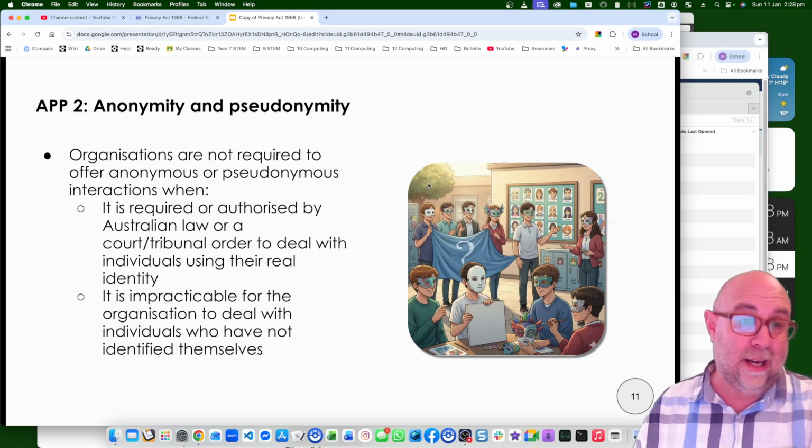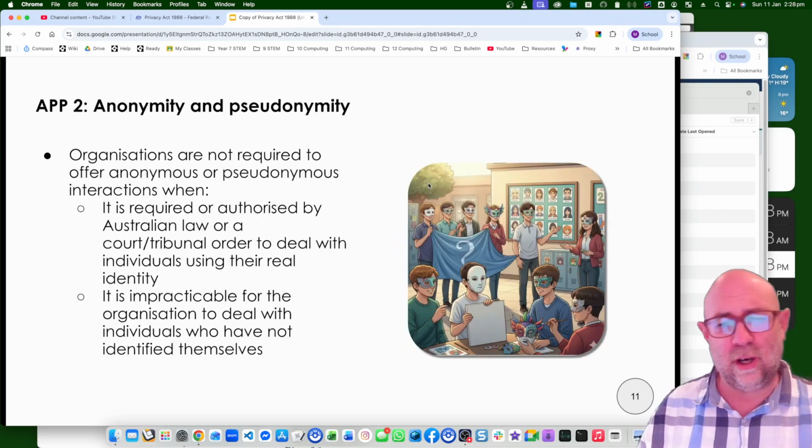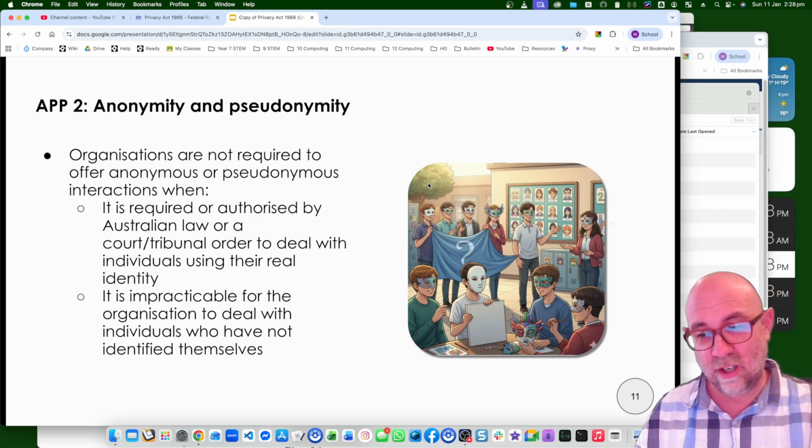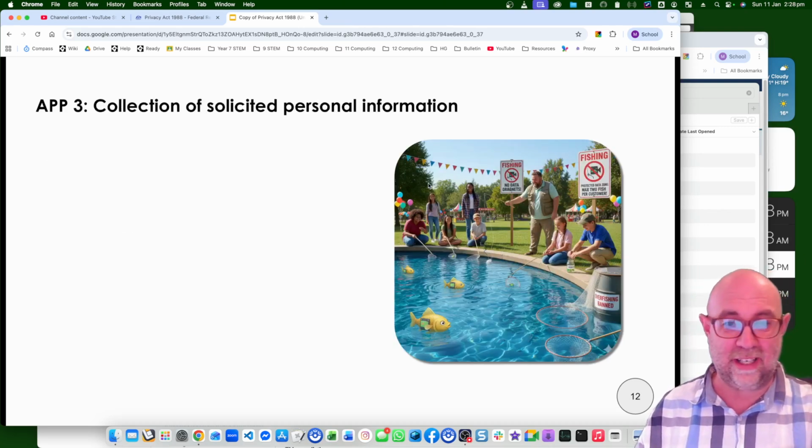Now, whether I'd have to comply with the law, I suspect I wouldn't. At least not this law. But it's still good practice.